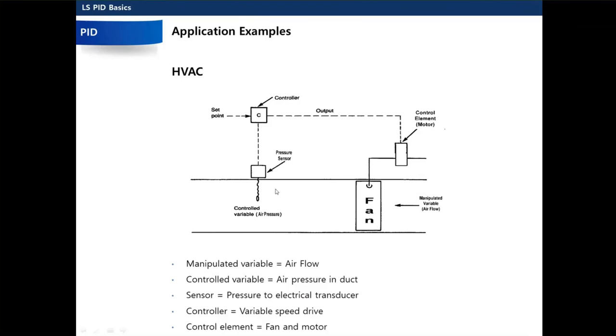Additionally, you'll have a feedback loop with a pressure sensor, okay? So you'd have a pressure sensor in your ductwork or whatever, and then you could detect what the air pressure is, and that's telling the controller, hey, go fast or go slow based on your set point. Okay, so same diagram, just a big loop.